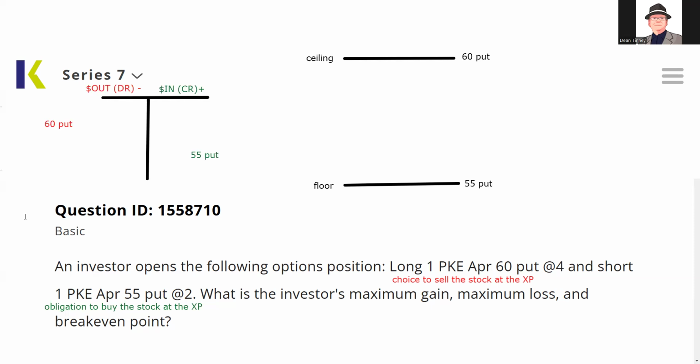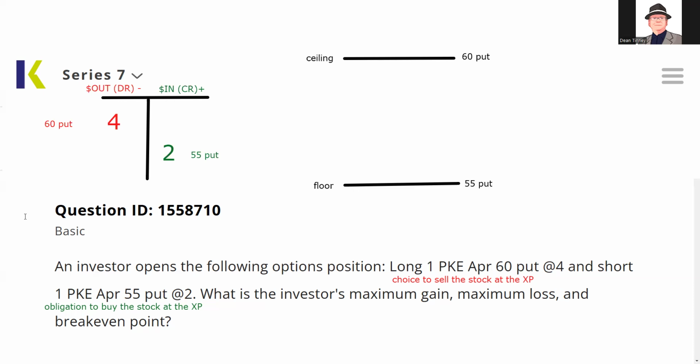I want to be able to track money in and out. Options are all about floors and ceilings. And here there's a ceiling at 60. At 60 or higher, the put contract expires worthless. And the floor here is 55. One of the important concepts in this spread is that all the action takes place between the strikes. The market price outside that range is not going to be relevant.